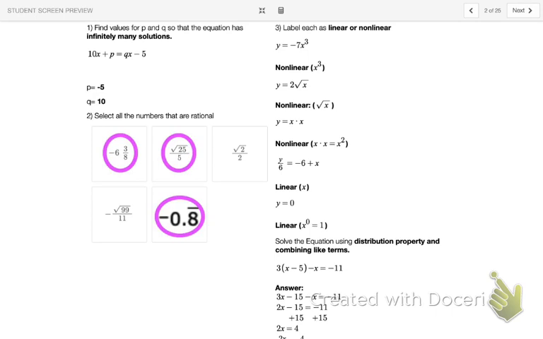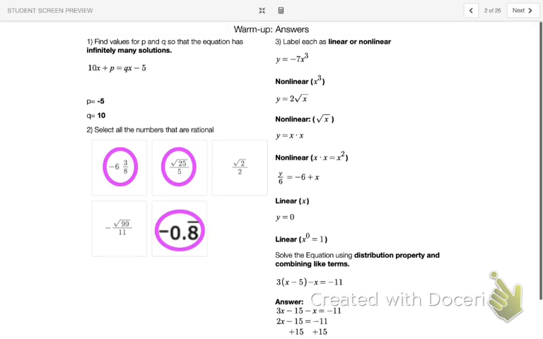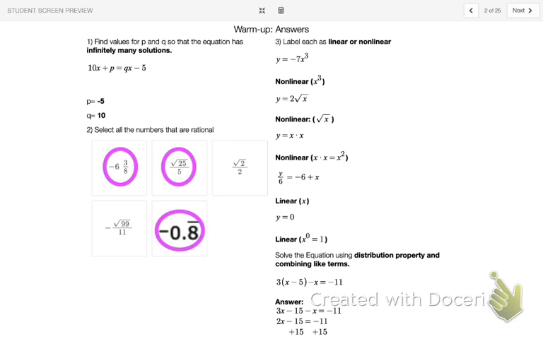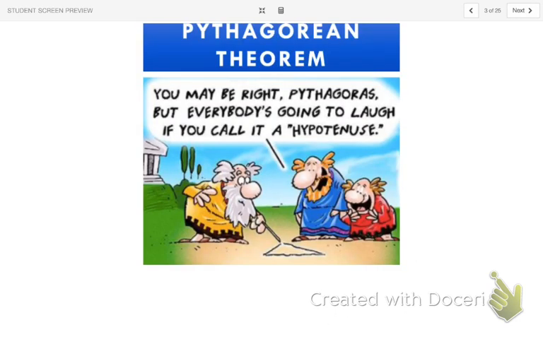These are the answers to the warm-up. Email me if you have any questions. Let's get started. Today we're going to be talking about introducing the Pythagorean theorem.